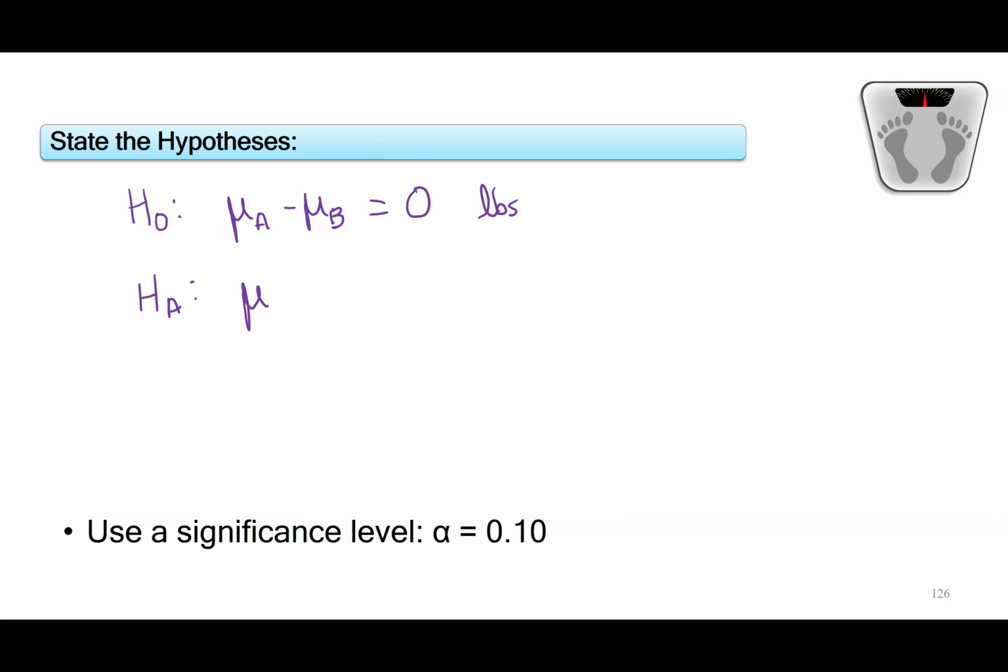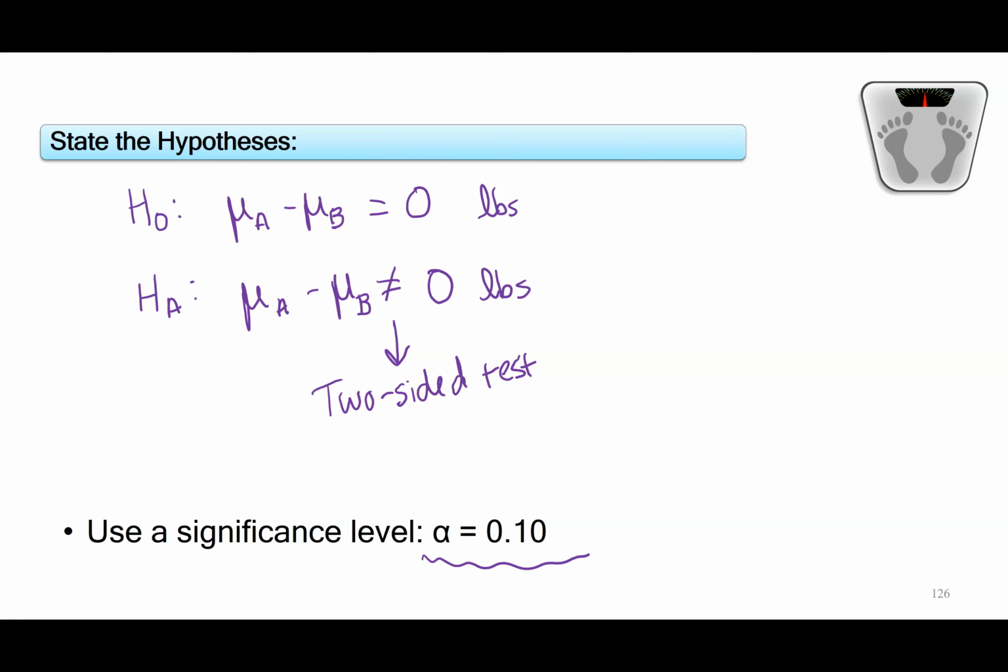So the alternative, you set it up exactly the same except for the sign. So mu A minus mu B. What goes here is different. And then 0 pounds stays the same. So here, because we don't have one suspicion one direction or the other, say not equal to. So this would be a two-sided test. What that means is when we find our one-sided p-value, we multiply by 2. So we have a two-sided p-value. And we'll use a significance level of 0.10. So there it is.